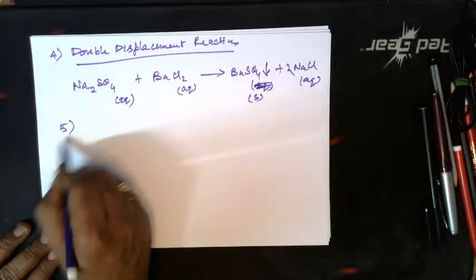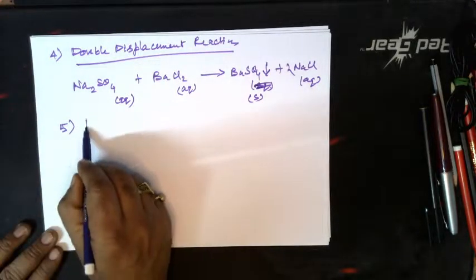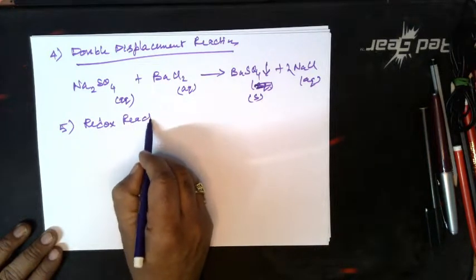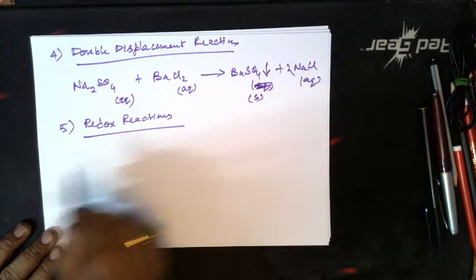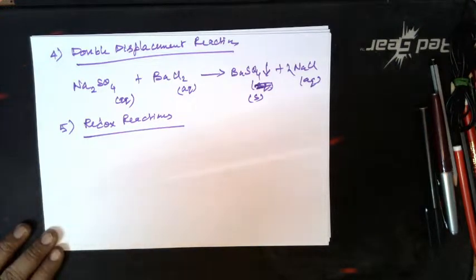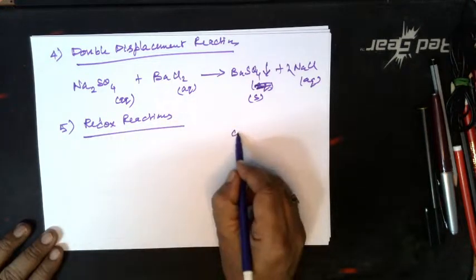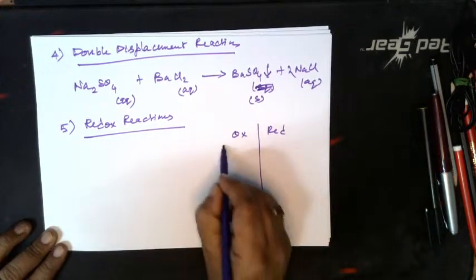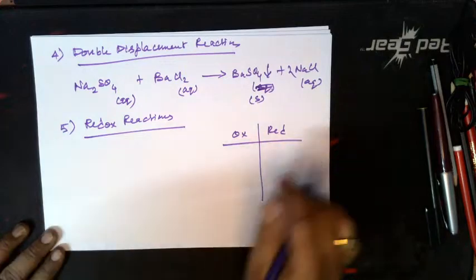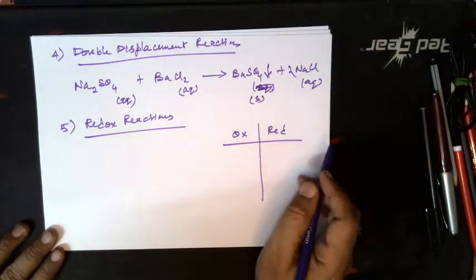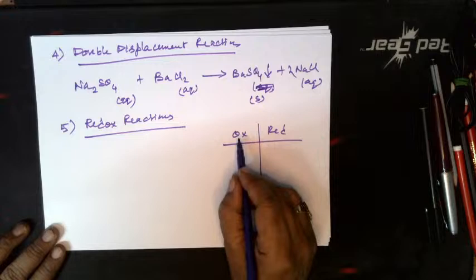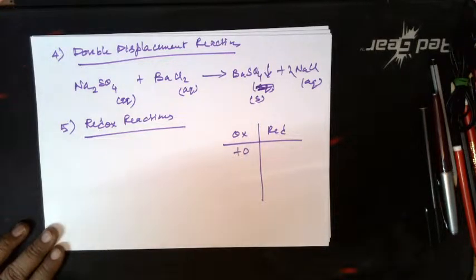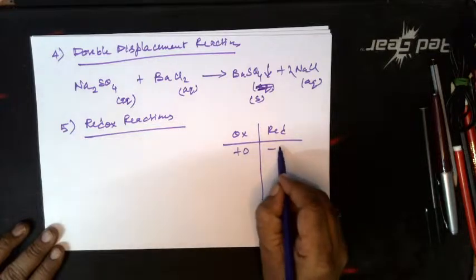And the fifth one, redox reactions. Redox reactions means oxidation as well as reduction takes place. First of all, you should know what is oxidation and what is reduction. Oxidation is nothing but addition of oxygen. Reduction is removal of oxygen.